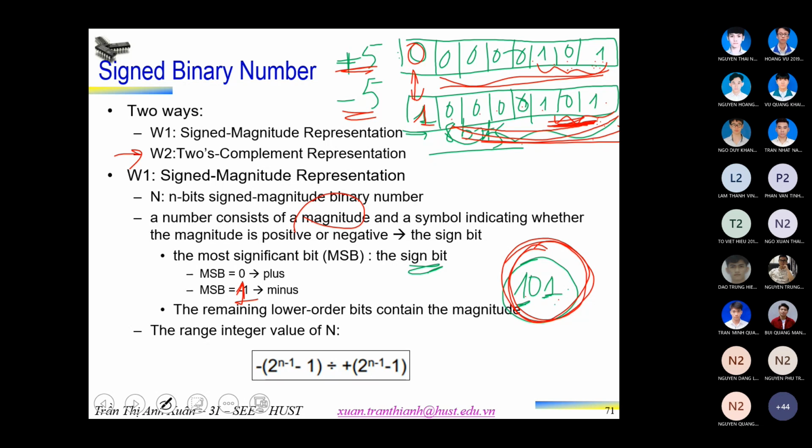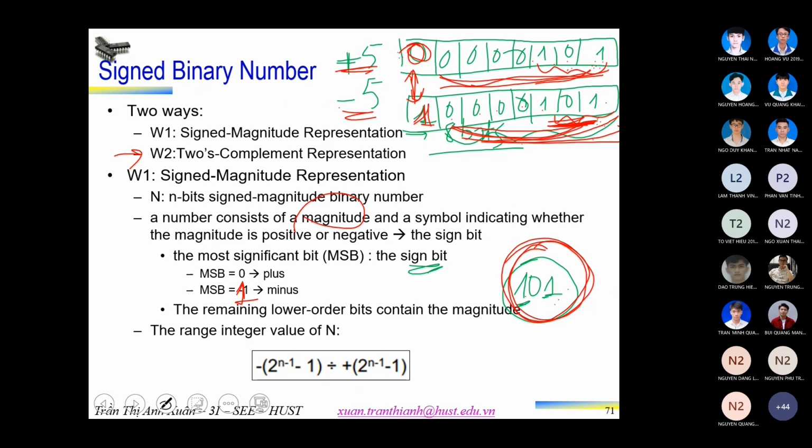Với cách biểu diễn này các bạn sẽ thấy phần trị tuyệt đối của số âm và số dương hoàn toàn giống nhau, không có gì khác cả. Còn ở chỗ này thì nó chỉ đảo dấu thôi. Đối với số dương thì nó sẽ là 0 ở đây, và số 1 ở đây sẽ tương ứng là dấu âm của số 5. Đấy là đối với cách thứ nhất.